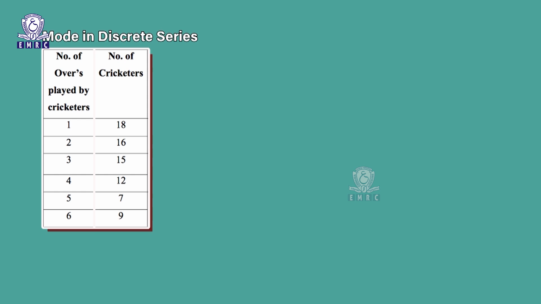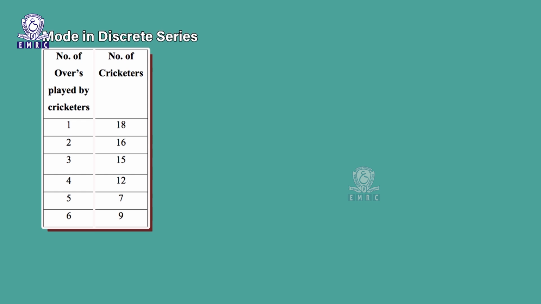Now, let us see how to calculate the mode value in discrete series. Let us take an example. The following table shows the number of overs played by cricketers in IPL matches, and our duty is to calculate the mode value. There are 18 cricketers who have played only 1 over.